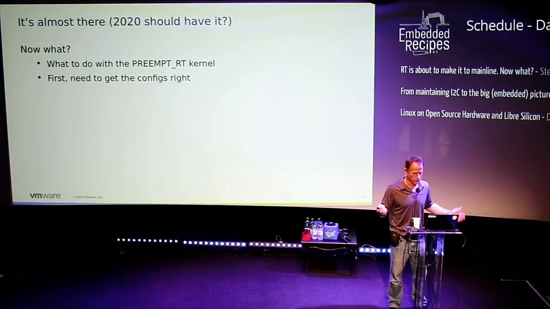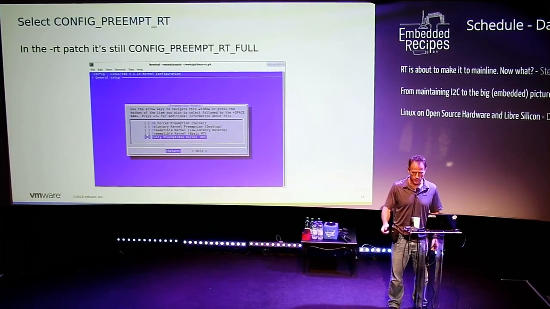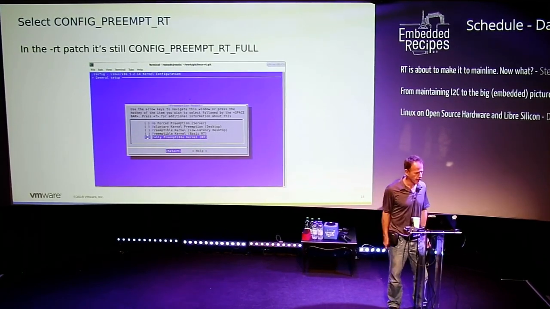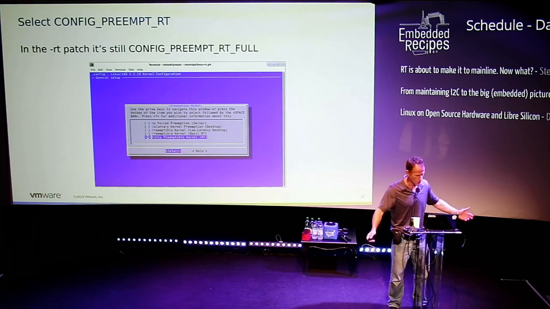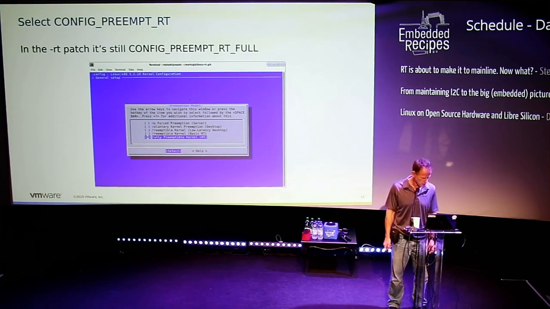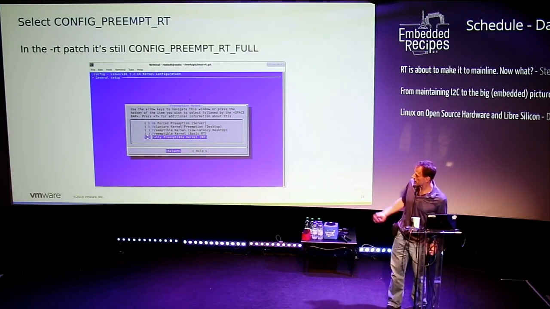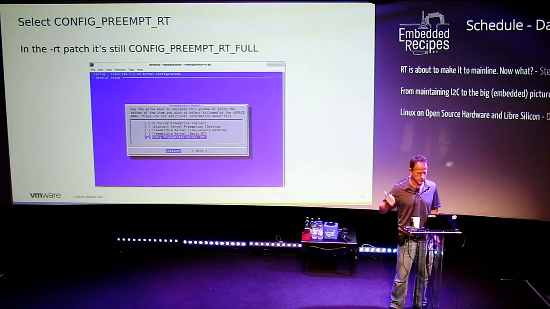So the first thing you need to do, I'm going to talk about what you do. If you want real-time, the first thing you do is go to make menuconfig and find CONFIG_PREEMPT_RT_FULL. I think it's in general setup or kernel configuration. Right now, don't worry about it. If you download the patch today, this is the screenshot of today's kernel, which is 5.2.14-rt.